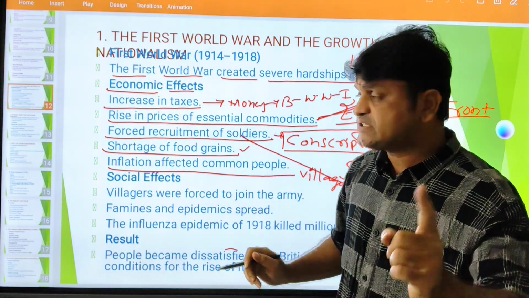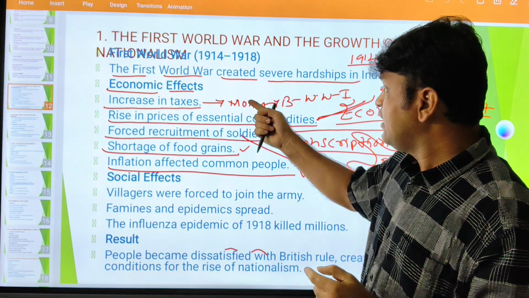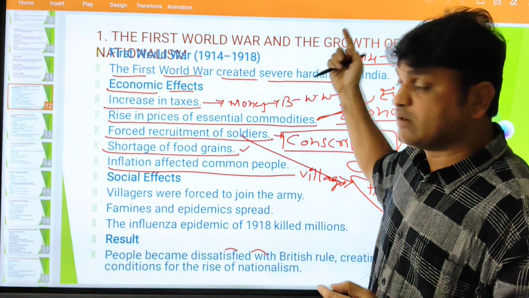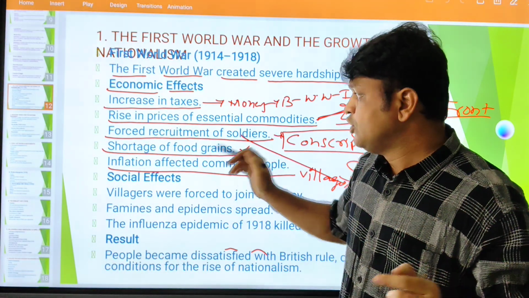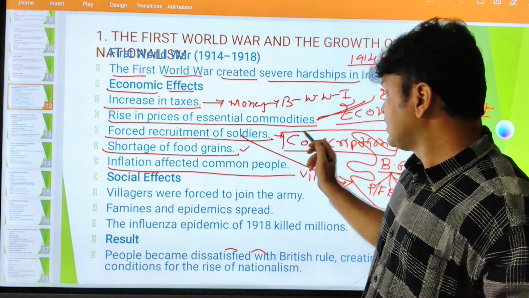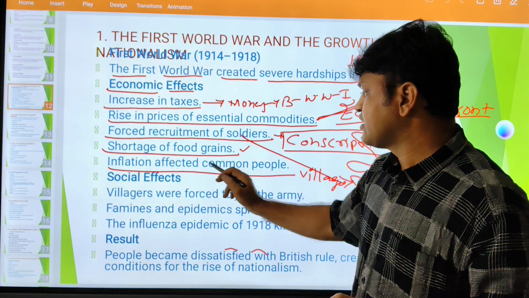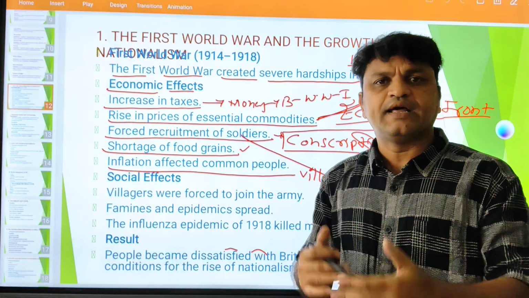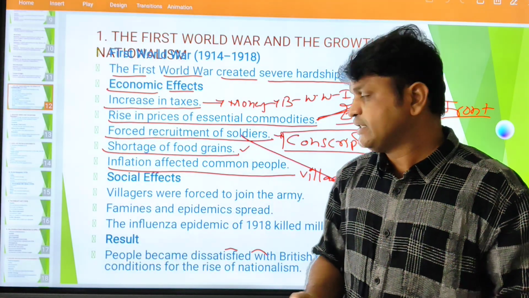What are the economic effects now? First, increase in taxes, to fund Britain in the World War. Second, rising prices of essential commodities. I told you, forced recruitment of soldiers, this is called conscription, and shortage of food grains. Then inflation affected common people. Inflation means the rising prices of commodities. Okay, this is called inflation.